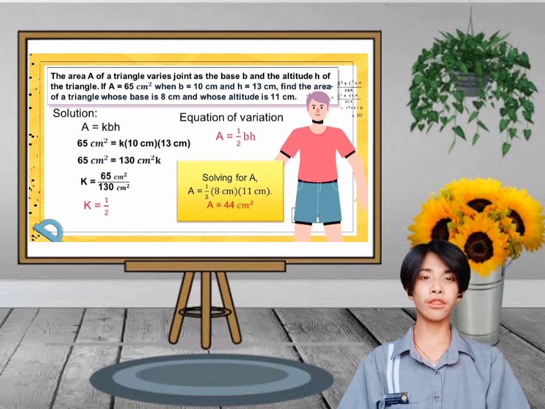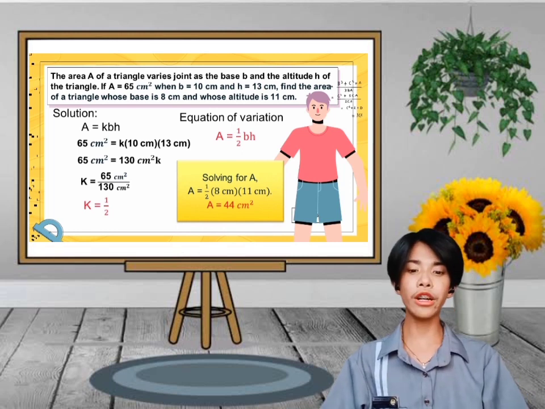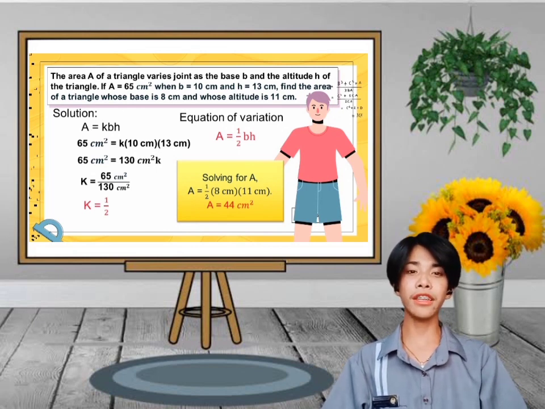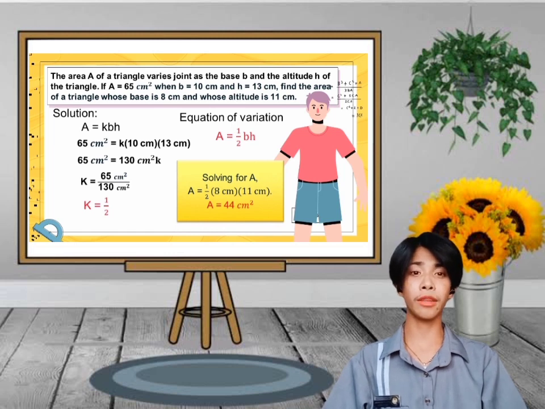And then, substitute natin yung value ng K sa equation of variation. That is, A is equal to 1/2 BH. Solving for A is equal to 1/2 times 8 centimeter times 11 centimeter. That is A is equal to 44 centimeter squared. The area of a triangle whose base is 8 centimeter and altitude is 11 centimeter is 44 centimeter squared.